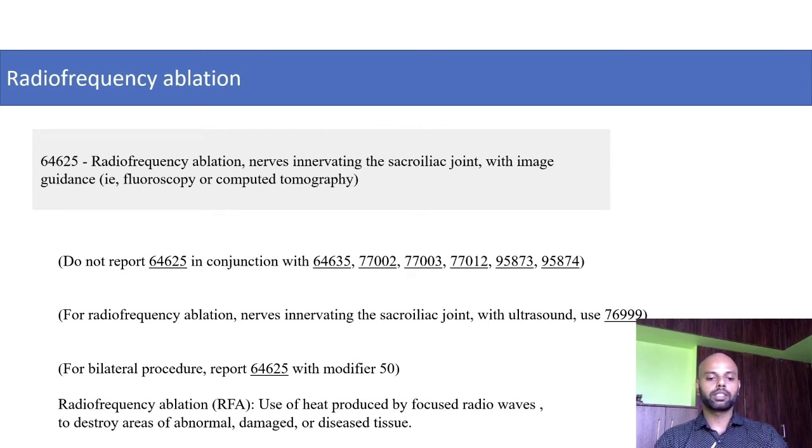There are a few guidelines: do not report CPT 64625 in conjunction with the following codes. For radiofrequency ablation of nerves innervating the sacroiliac joint with ultrasound, use 76999. For a bilateral procedure, use CPT 64625 with modifier 50. For unilateral, use the appropriate laterality modifier.